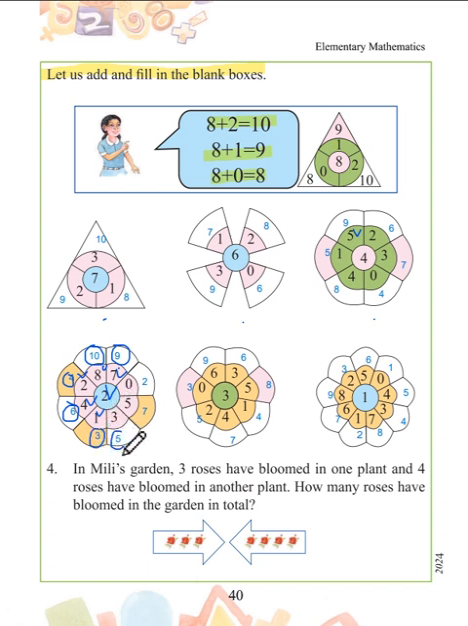2 plus 3 equals 5. 2 plus 5 equals 7. 2 plus 0 equals 2.